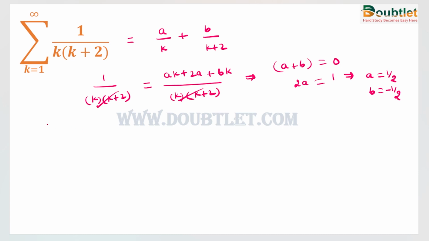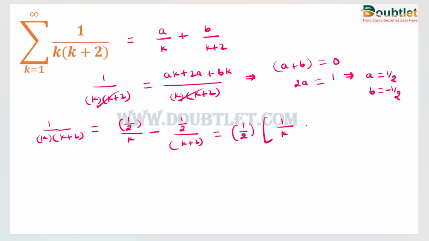So we can write 1 upon k times (k plus 2) as (1 upon 2) divided by k minus (1 upon 2) divided by (k plus 2), right? If we take 1 by 2 common from this, we get 1 upon k minus 1 upon k plus 2. Now replace this term with this term.